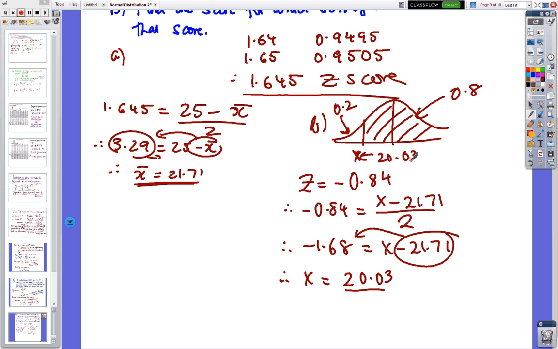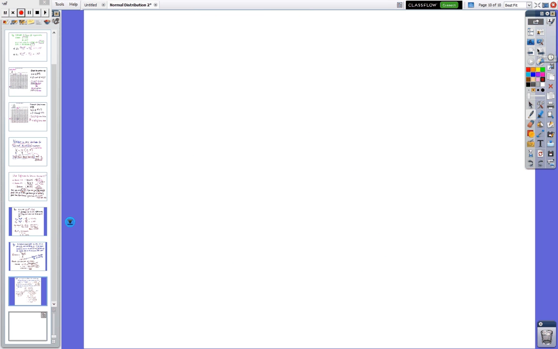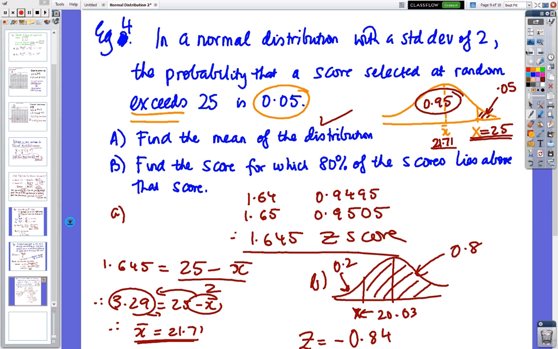Okay, so copy that, come across when you're ready, and that's the last page. So hopefully you've got something out.